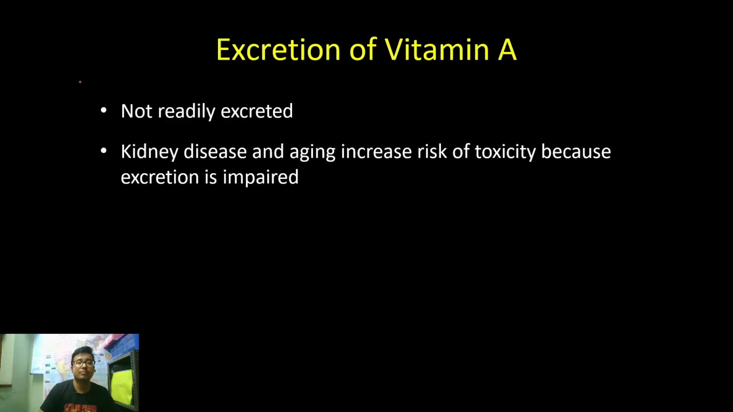So how are they excreted? They are not readily excreted. They have excess affinity for being stored as fat. The only method by which they can be excreted is the kidney, and that too in small amounts. So if the kidney has a problem, it will lead to toxicity. Kidney problem means vitamin A toxicity, or hypervitaminosis A.